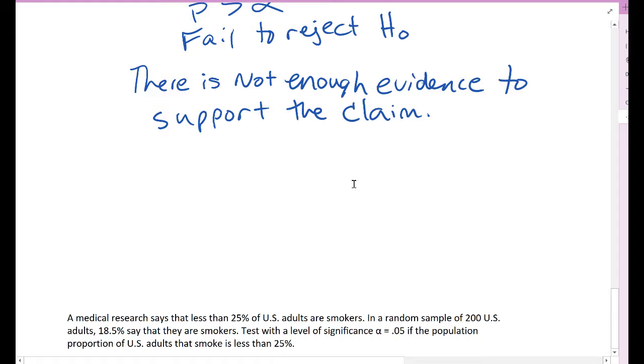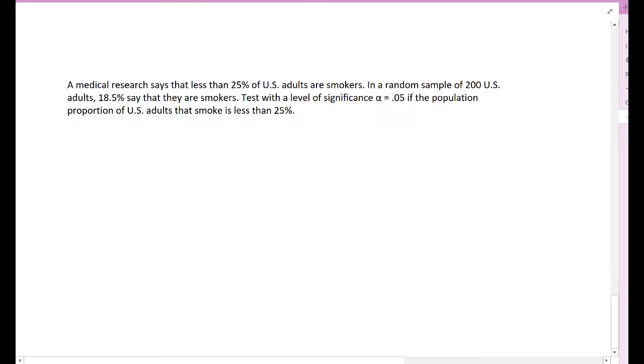Okay, one more example here. A medical research says that less than 25% of U.S. adults are smokers of cigarettes. Okay, in a random sample of 200 U.S. adults, 18.5% say that they are smokers. Use alpha of a 0.05. Test if the population proportion of U.S. adults that smoke is less than 25%. Okay, I'm going to go through this one quickly.